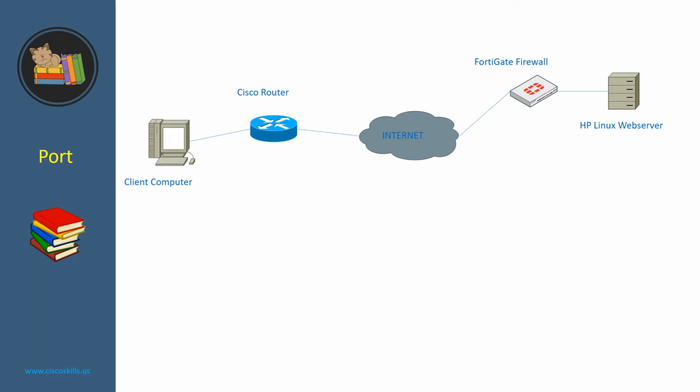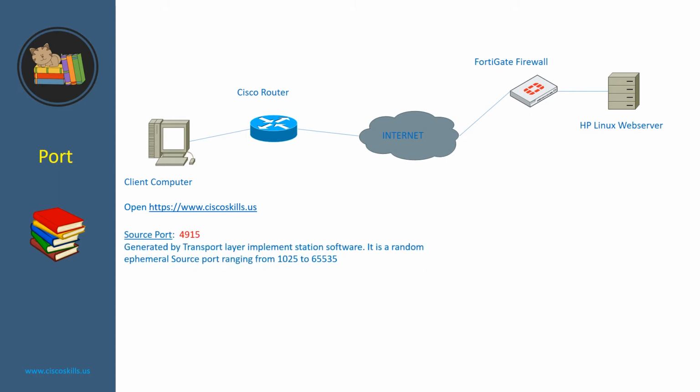Before looking into data encapsulation process at network layer, let's see how the transport layer gets its port information. Let's analyze the network diagram where the client computer opens Cisco skill website. The transport implementation software generates a random ephemeral source port ranging from 1025 to 65535. In this case, it generated port 4915. Since it is connecting to a secure website, it knows the predefined port for secure website is 443. Therefore, the destination port is 443.